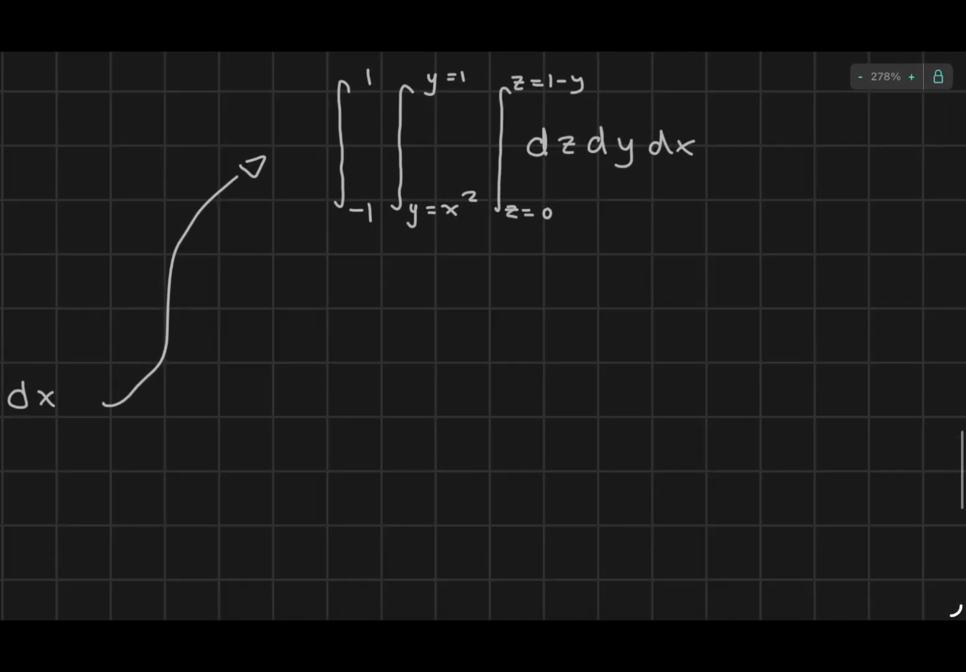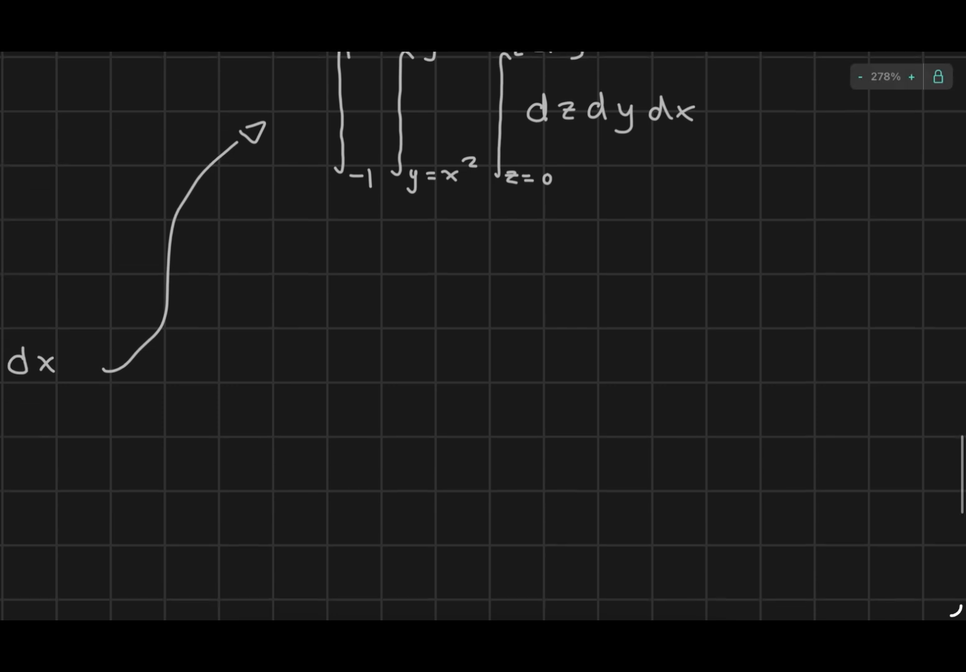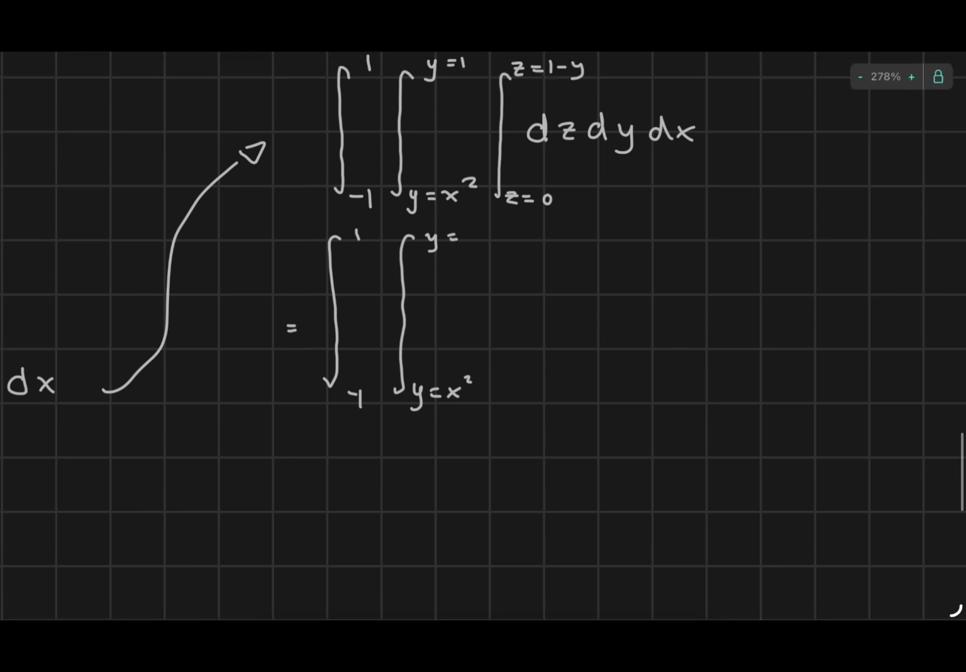Okay. Evaluating this inner integral first. Well, we're just going to have a dz, meaning when we integrate that, that's going to be z evaluated from our bounds. So we can just rewrite this as negative 1 to 1, and y is equal to x squared to y is equal to, what was that, 1? 1 of z evaluated from z is equal to 0 to z is equal to 1 minus y dy dx.